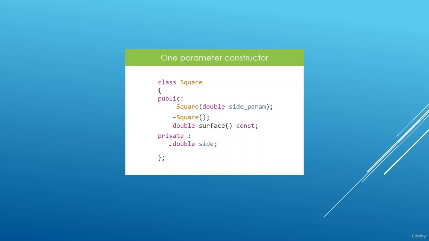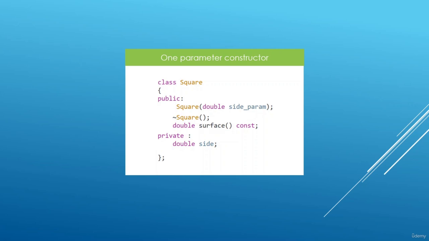So we're going to use a member variable which is going to represent the size of our square. Then we're going to have a function which is going to compute the surface of this square here, and it is going to be a const member function. This function is really simple, and there is really nothing more one can say about this.